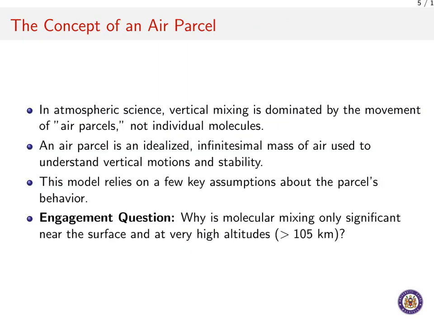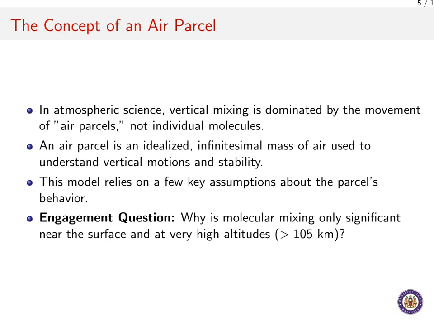When we think about how the atmosphere mixes vertically, it is tempting to picture individual molecules bouncing around. However, that kind of molecular mixing is really only significant in a very thin layer right near the ground, or way up high above 105 kilometers at the turbopause. In the vast space in between, vertical mixing is dominated by the movement of much larger chunks of air we call air parcels. Now, an air parcel is not something you can actually see or touch. It is a very useful theoretical tool, an idealized tiny blob of air that we imagine moving around.